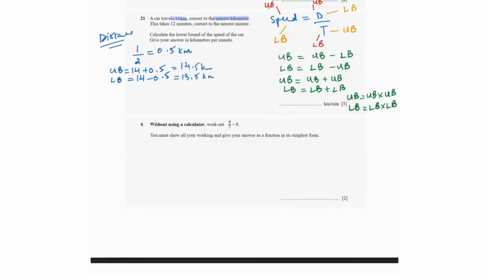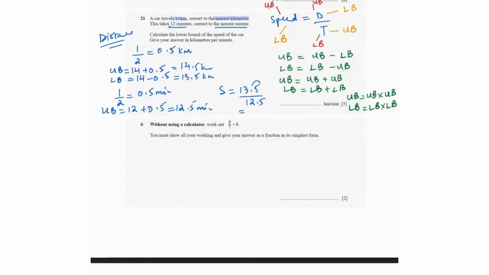Now for time, it's 12 minutes correct to the nearest minute. Again, nearest minute, so it's 1. So 1 over 2 is 0.5 minutes. So that's going to be upper bound is 12 plus 0.5, which is 12.5 minutes. So now for the speed, you do 13.5 divided by 12.5.